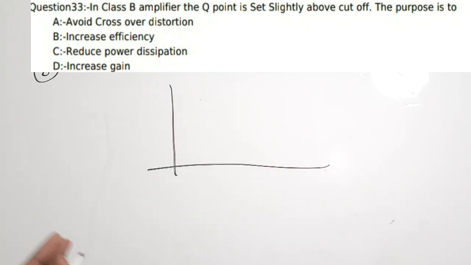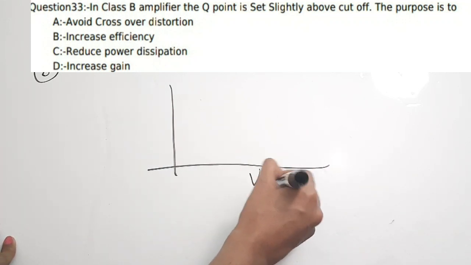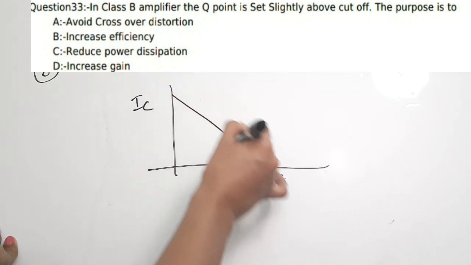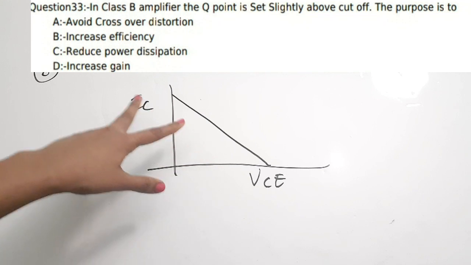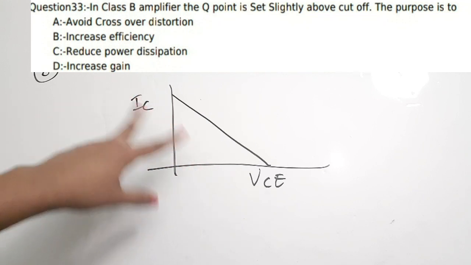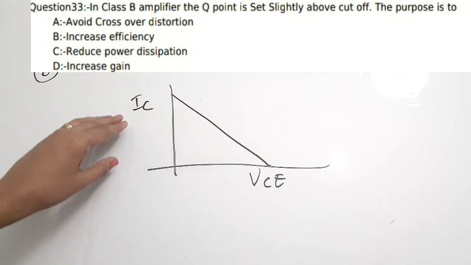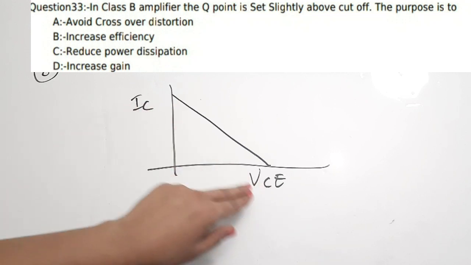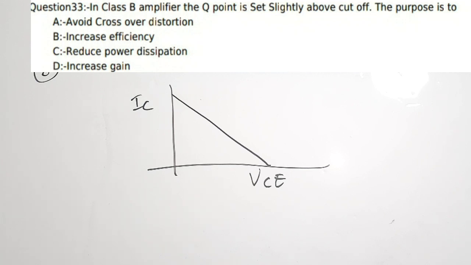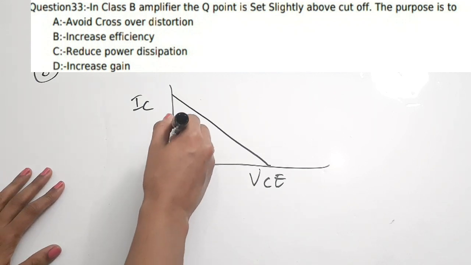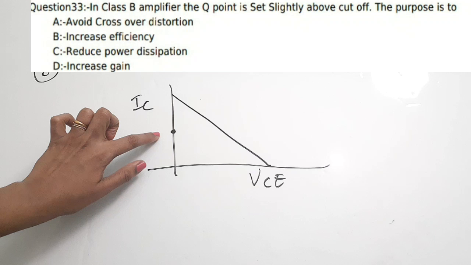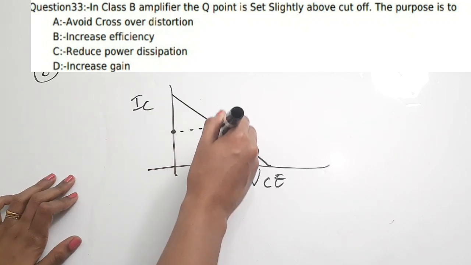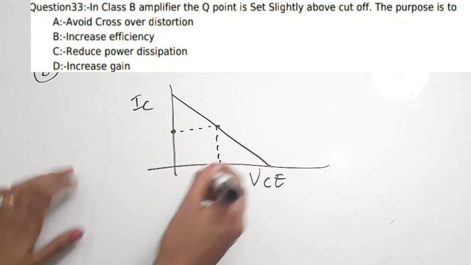The load line we generally draw between collector to emitter voltage VCE and IC. So we are drawing the load line between collector to emitter voltage and collector current. Now what is the Q point? Q point is the point that is getting intersected onto this load line from these two axes.